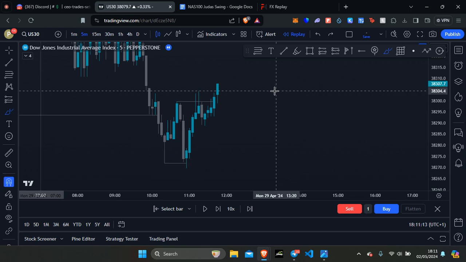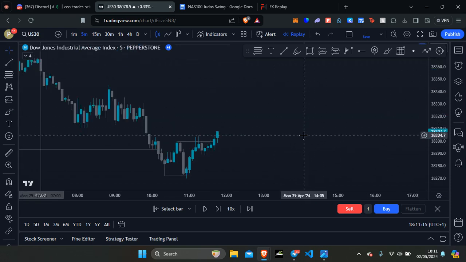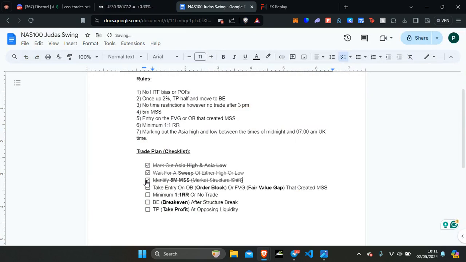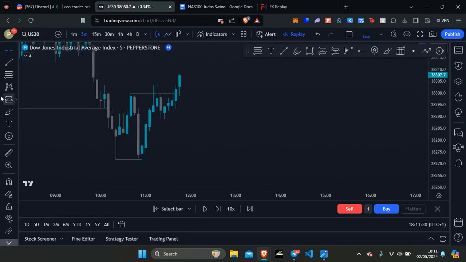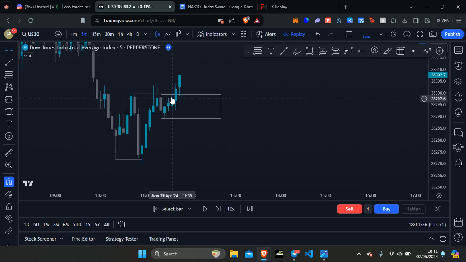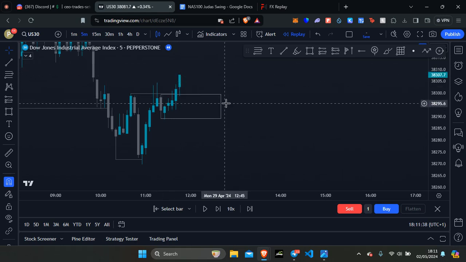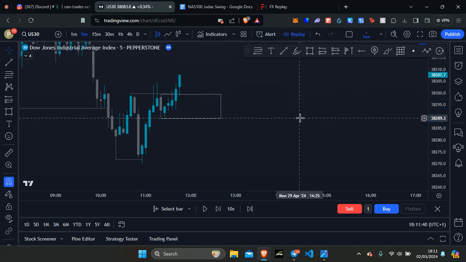Therefore, once we've understood that price has given us this market structure shift, we then come here and we tick it off of our trading plan. Now, our next criteria is that we take entry on the order block or the fair value gap that created the market structure shift. So as we can see right here, if I identify this order block, this was the driving force behind price breaking out of this area and creating that market structure shift.